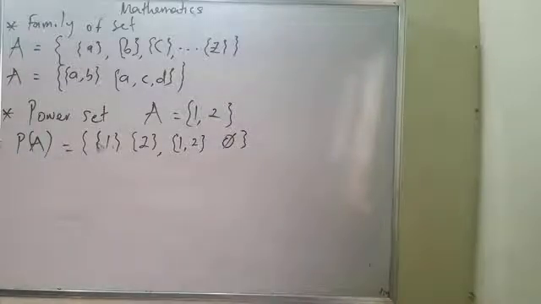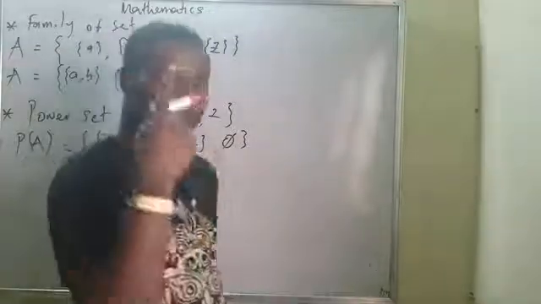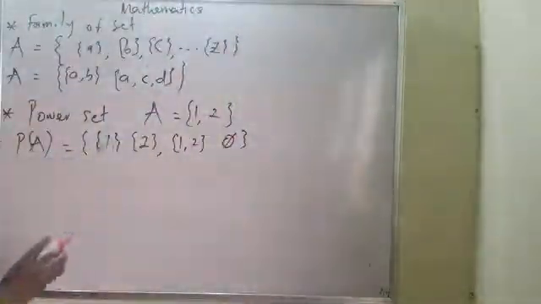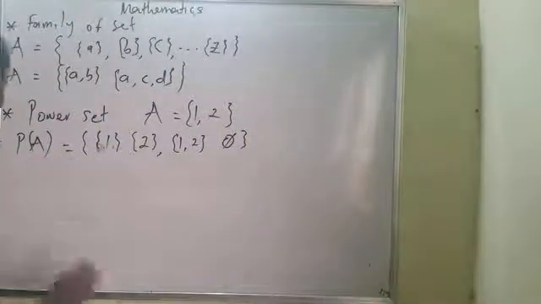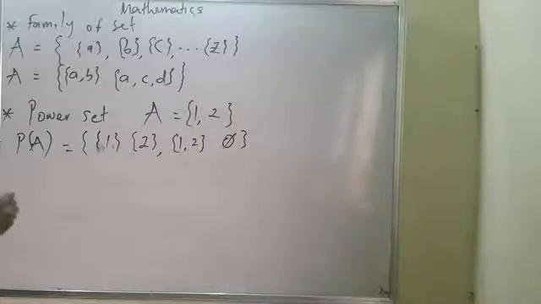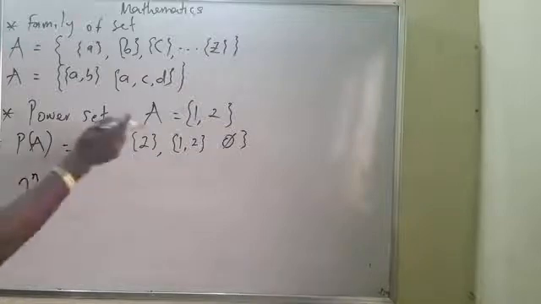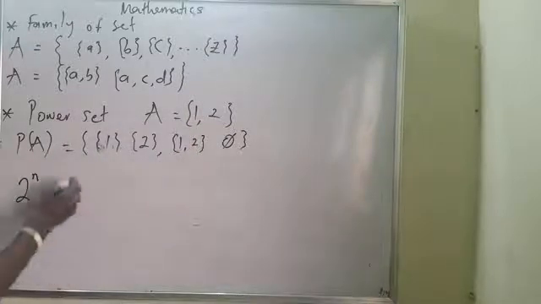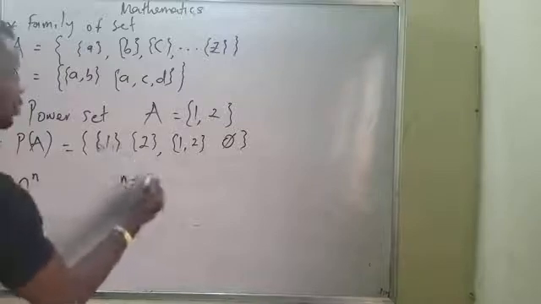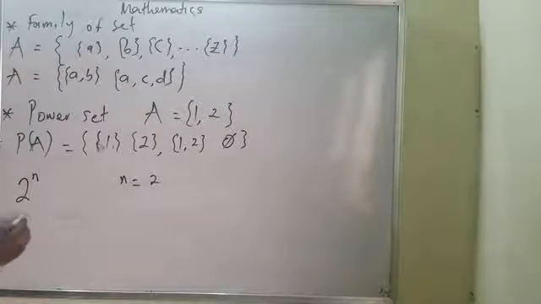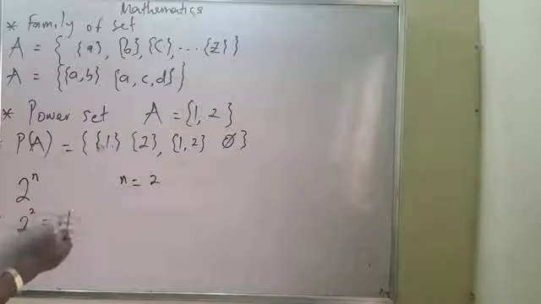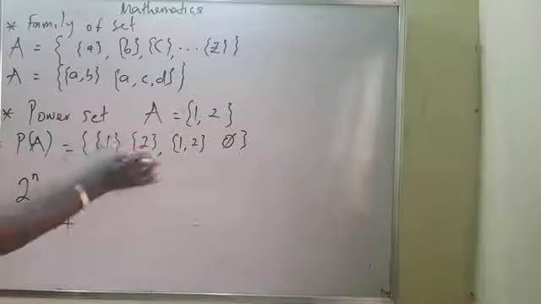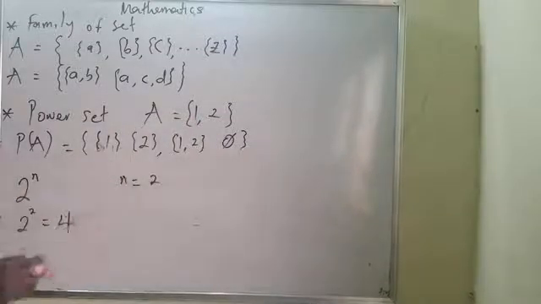Now, if I want to get the cardinality of my power set, the number of items in the power set, this is what we normally use: 2 raised to power n. Now, n is the number of items in a given set. It means at this point, my n equals 2. 2 raised to power 2 gives me 4. Can you see that? 1, 2, 3, 4. That is what I'm talking about.